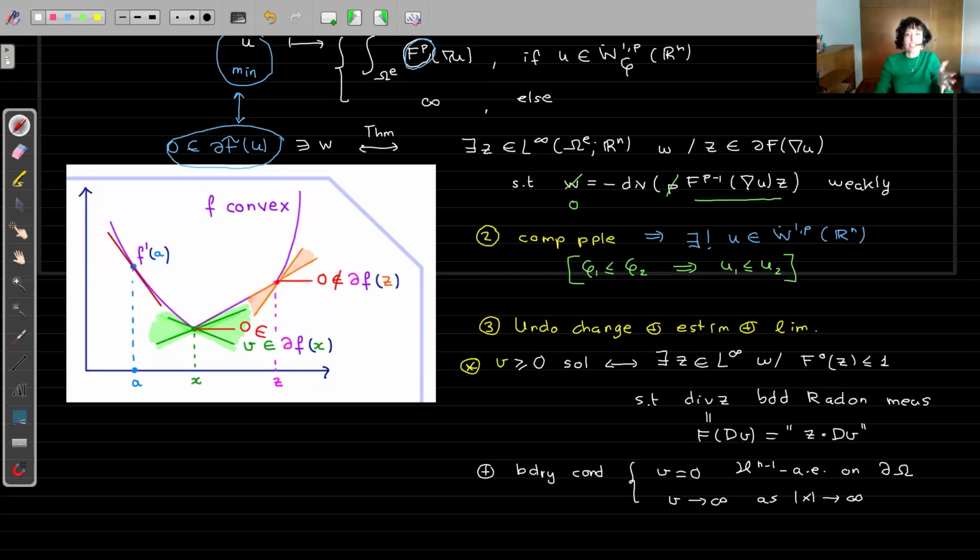But at this point of the talk, some people will be thinking, what the hell of a notion of solution is that? So you have an equation. Even in the friendliest scenario, you will be thinking that I have a weird equation that makes sense as Radon measures, and this notion of solution.